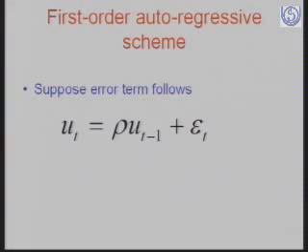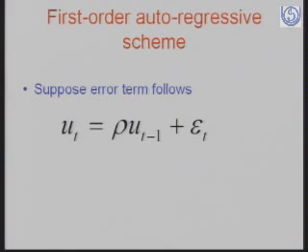Particularly in the case of time series data, the observation in a particular year or time period gets influenced by the previous observations. There could be many circumstances under which one observation influences another observation. For example, I can show you a particular autoregressive scheme.